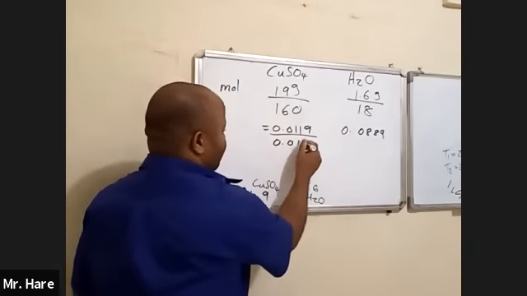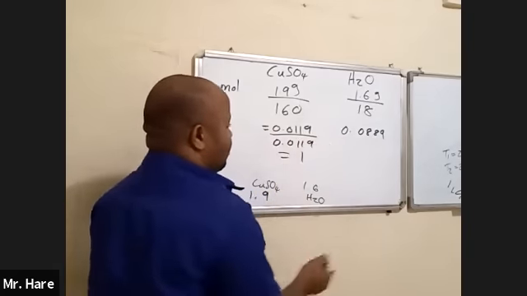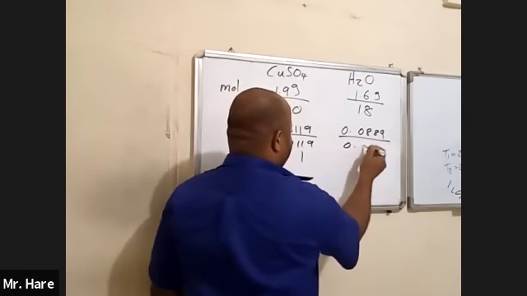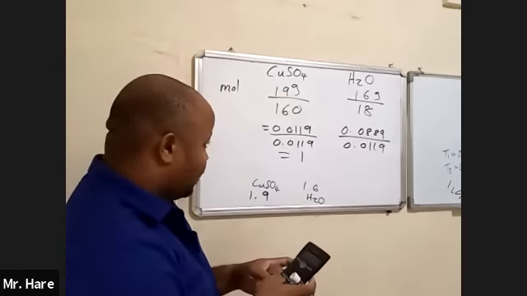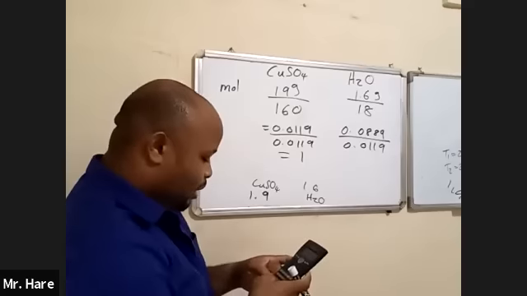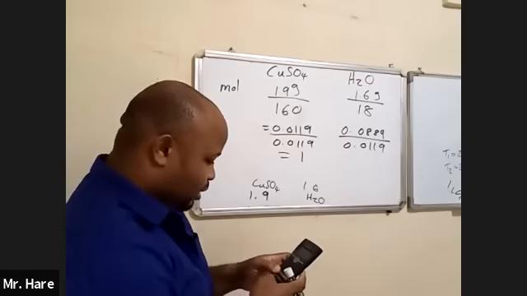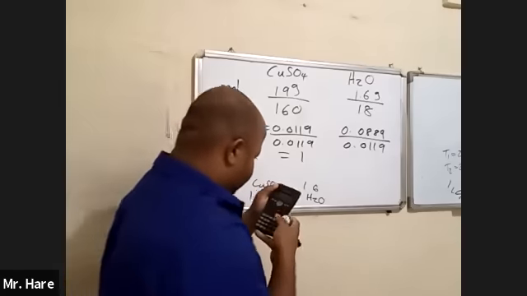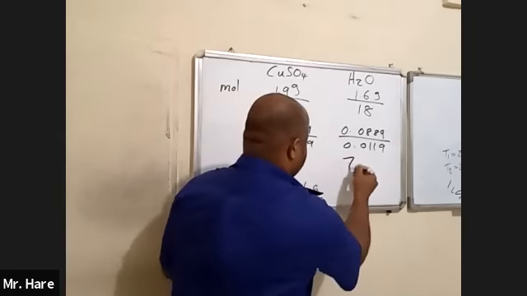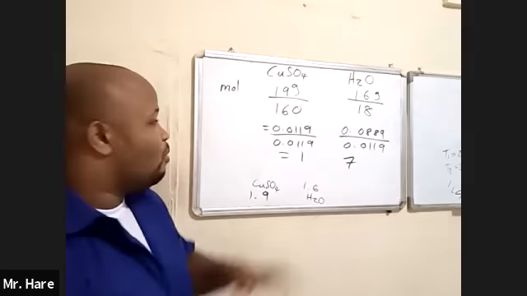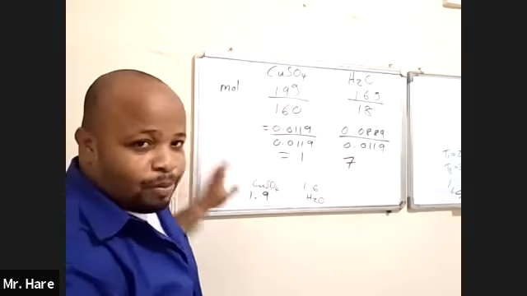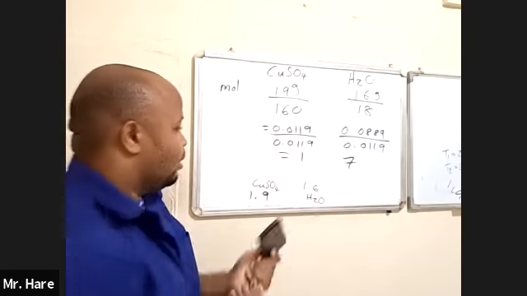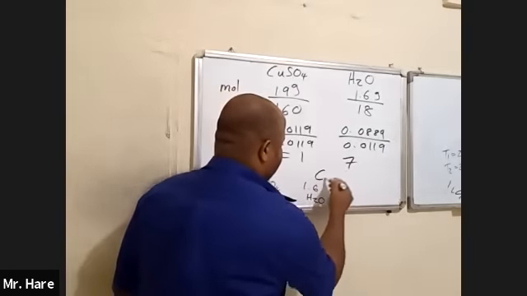So 0.0119, you'll get 1, and then you'll divide by 0.0119. So 0.0889 divided by 0.0119. I'll get 7. All right. So based on our calculation, the number of moles of water present in our sample would be 7. So the formula, it would be CuSO4.